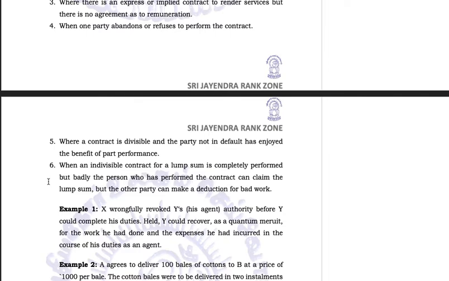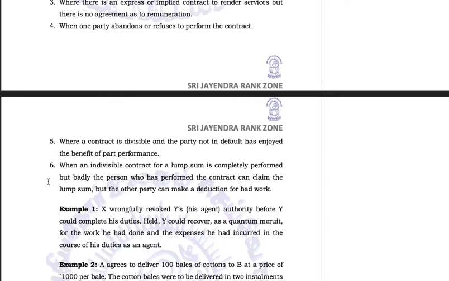When an indivisible contract for a lump sum is completely performed but badly, the person who has performed the contract can claim the lump sum, but the other party can make a deduction for bad work. When something is done for a lump sum, like I'll construct a house for 1 crore rupees, but I've done it badly, the other party can make some deductions. The other party can say, I'll pay you only 70 lakh.